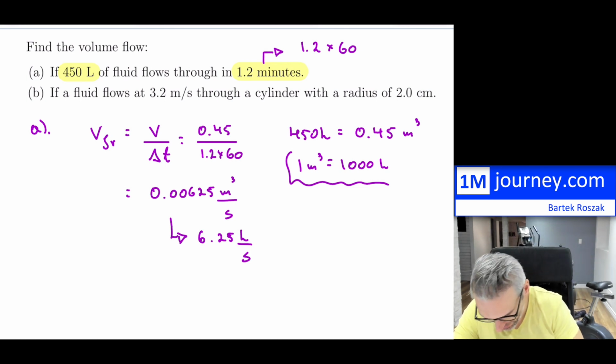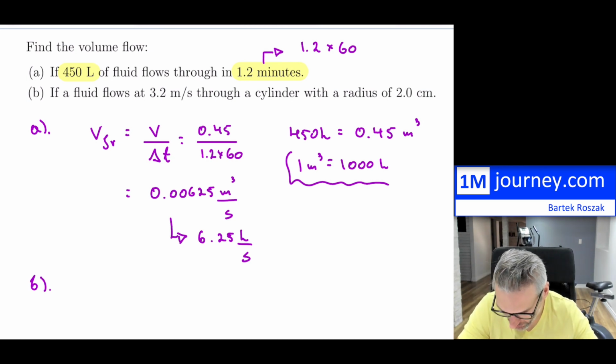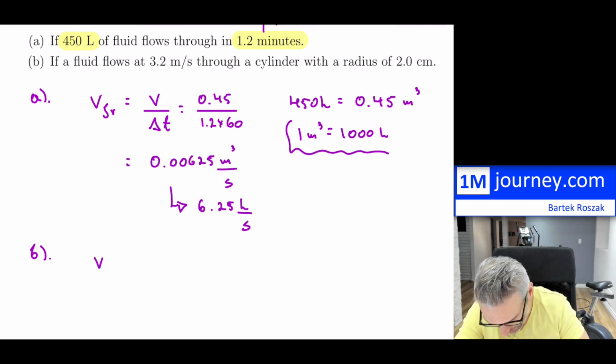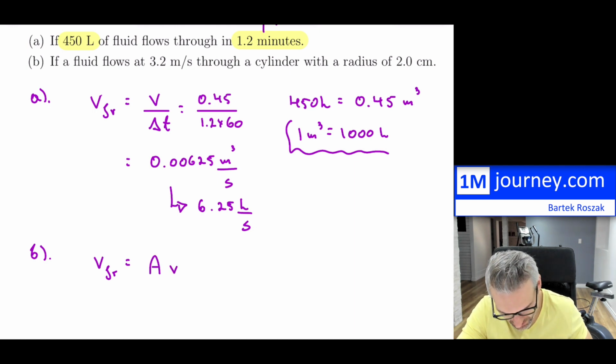All right, so for part B, that's the second one. If a fluid flows at 3.2 meters per second, here we are given the speed, and then we have the cylinder, and it gives us a radius. So if we want the volume flow rate, we can't use this directly. We're going to have to use the formula, which simply takes the surface area it's flowing through multiplied by the actual speed.